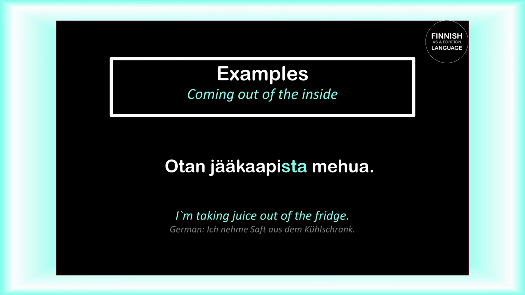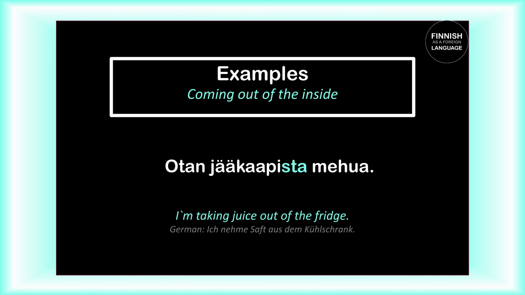Or otan jääkaapista mehua means I take juice from the fridge. So otan here is the first person singular present tense of the verb ottaa, which means to take. Jääkaapista is the elative case of the noun jääkaappi, which means fridge. And mehua here is the partitive case of mehu, which means juice. Why do we need the partitive case here? Because juice is something that is uncountable. So let's repeat. Otan jääkaapista mehua. I take juice from the fridge.